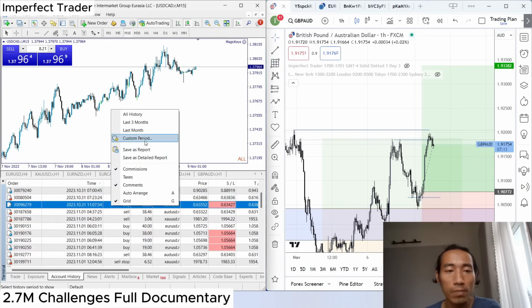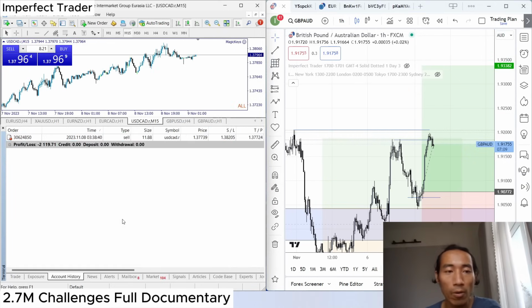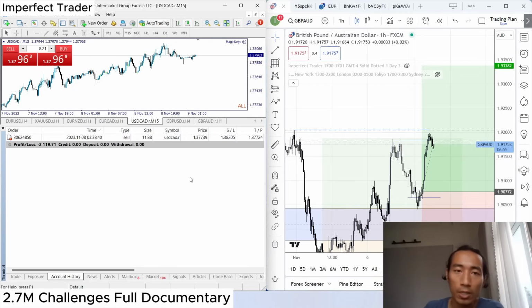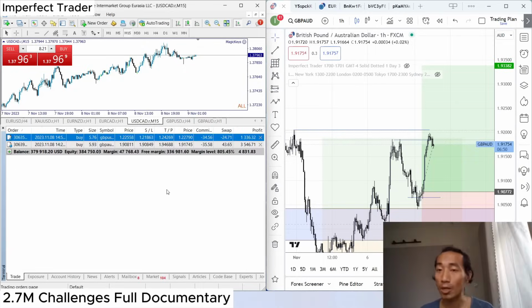So for today, currently we are down around 0.5%. Yesterday we were up 1%. Today we are down 0.5%. Let's see if we can actually recoup this loss and continue to get back to the initial balance. See you on the next update.